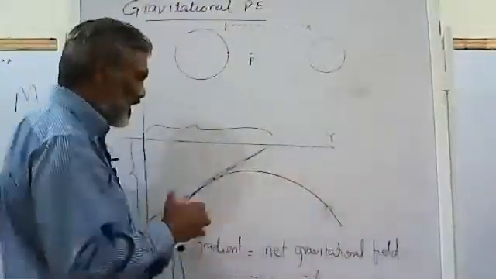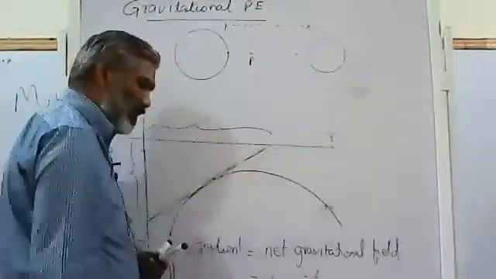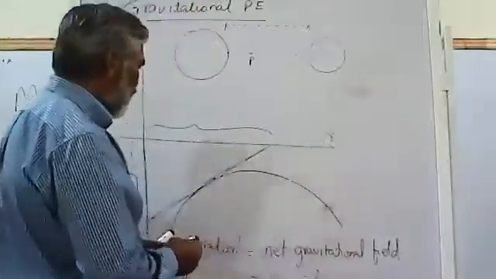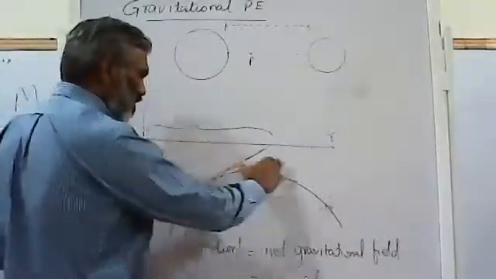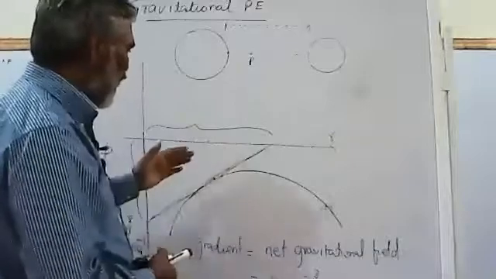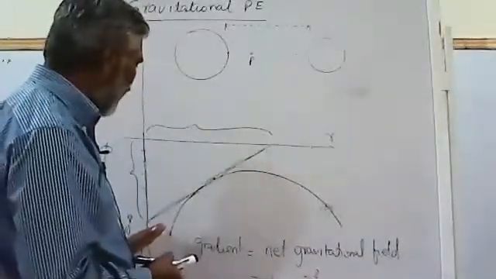If 180 is the mass, I multiply it by this value of g, I get the net force acting on that. So important point to remember is whenever you have a curve like this, you can calculate the gravitational field at any point. You can see the gravitational field.